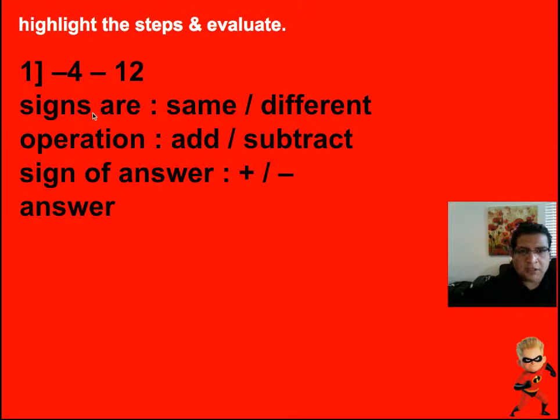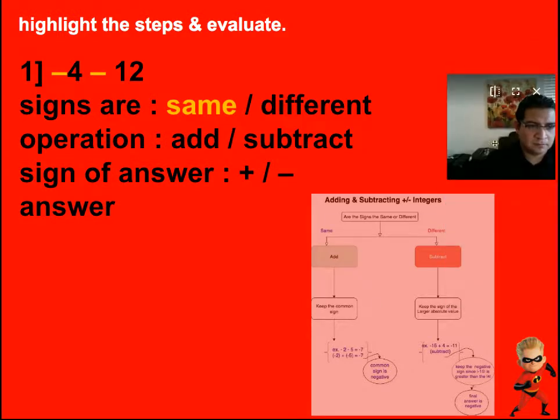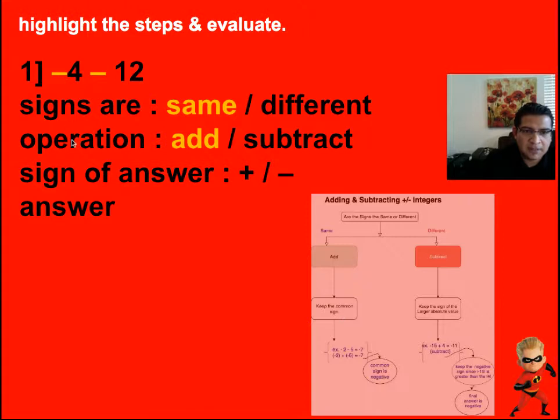So what are the signs? We have a negative here and a negative here. So they're the same or they're different. The signs are the same. And I actually put this little organizer to help you a little bit in case you forgot the rules. So the signs are the same, and the operation, because they're the same, we're going to add. So that will be addition here. Addition, the operation, right? And then we're going to keep the common sign. Because they're both negative, the sign of the answer is going to be negative.